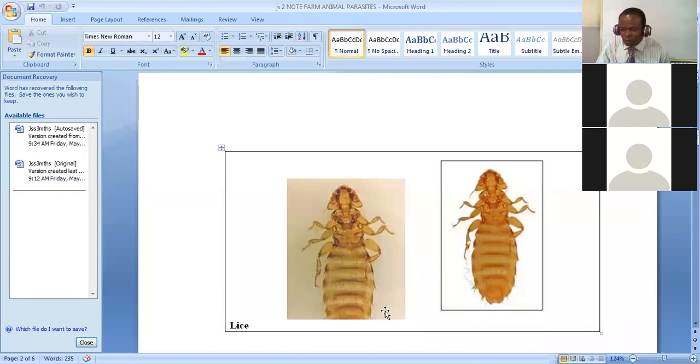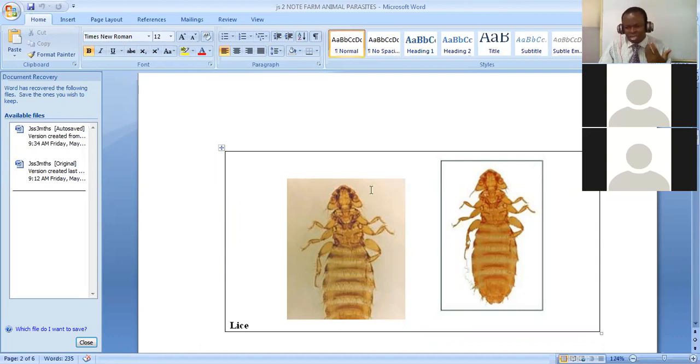So what will help you to remember is, look at it. The lice has 1, 2, 3, 4, 5, 6 legs. The tick has 8 legs. But lice have 6 legs. That's 3 pairs of legs. And you can see the segments of the abdomen in these lice. Look at the overall shape. It's long or elongated. So you should be able to look at this and know that this is lice.